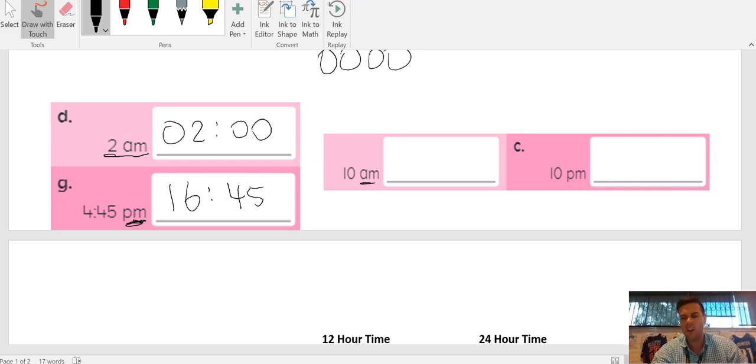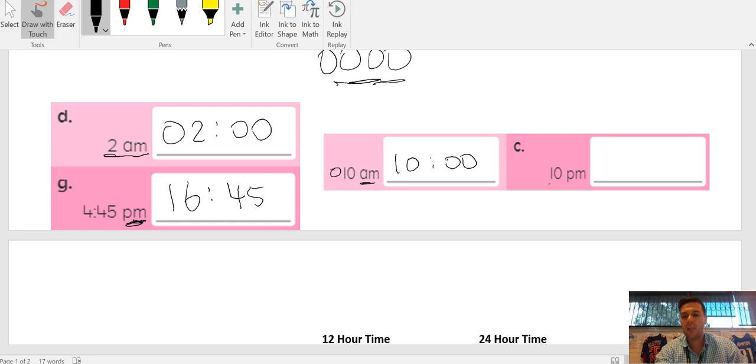All right, let's go through these two quickly. 10 a.m. We know that it's morning. You can't put a 0 in front of that because you can't have 3 numbers. You only need 4 here. So this would be 24-hour time, 10 a.m. is the same as 1000.